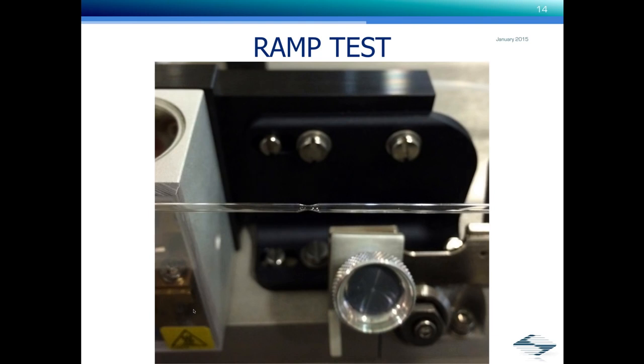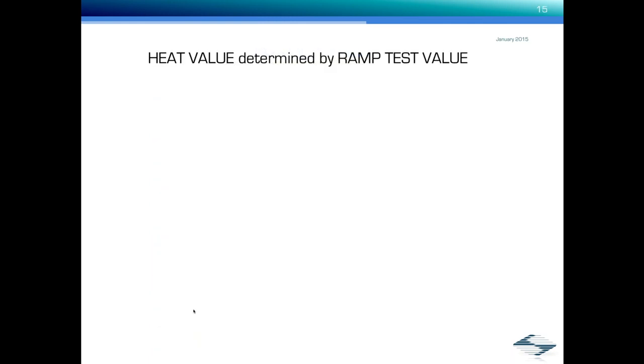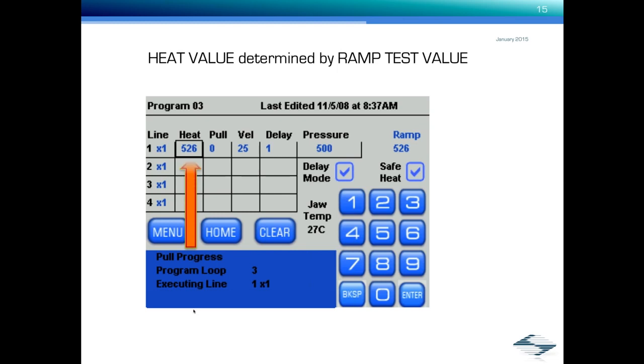The glass will not separate. You'll just get a little hourglass bend in the glass there, or melt. And then you can put that value in for your heat and start pulling your pipettes. So your heat value is determined by the ramp test value, and in the P1000, you can install that exact value in for your heat. And there's that safe heat mode there that keeps you from putting in a value that's too high.